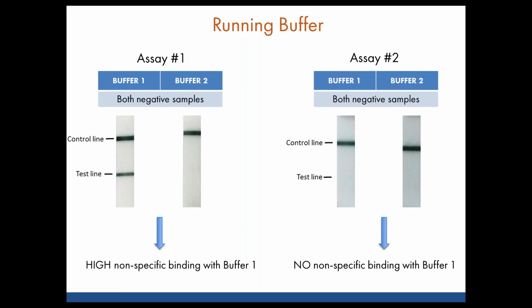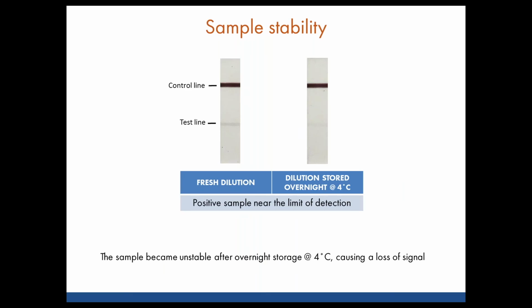As you can see in the first strip to the left, buffer 1 caused a huge increase in nonspecific binding at the test line. Obviously, this buffer wasn't chosen for further optimization. However, for assay 2, both buffers looked relatively equivalent and neither caused an increase in nonspecific binding. This is just another example to show that what works best for one assay might not work for another.